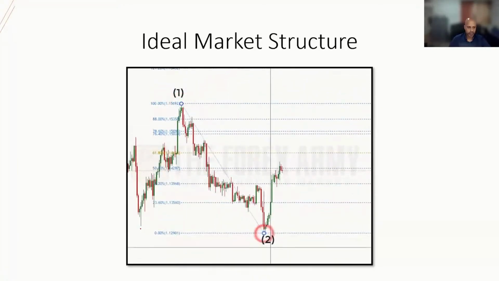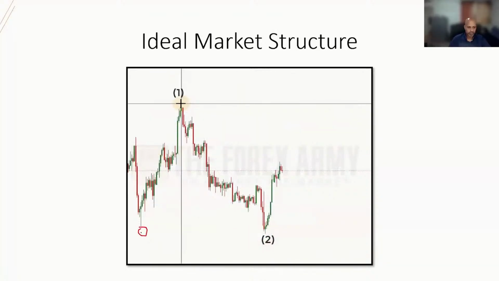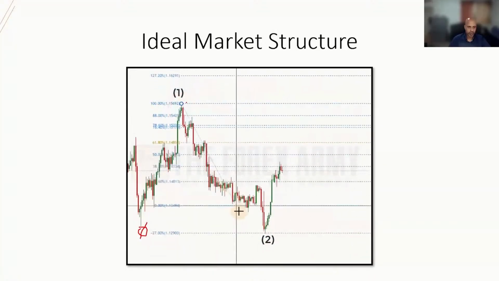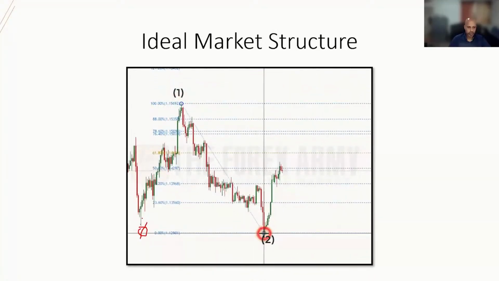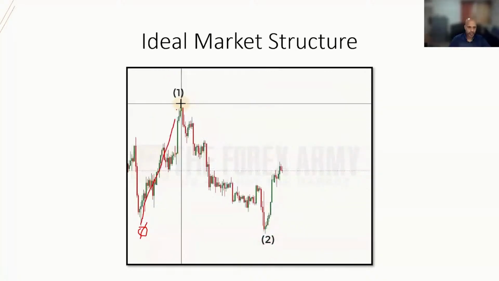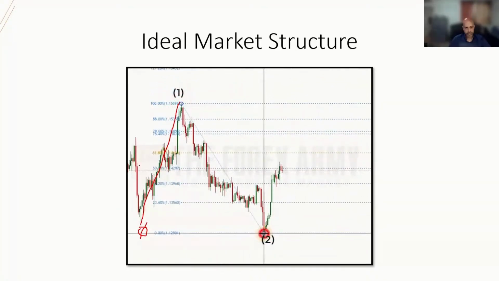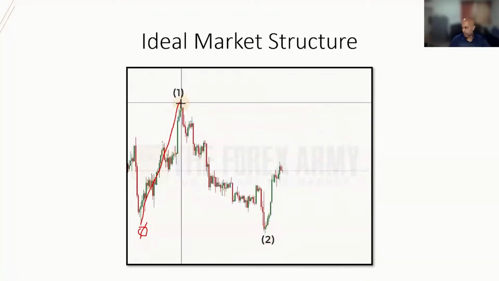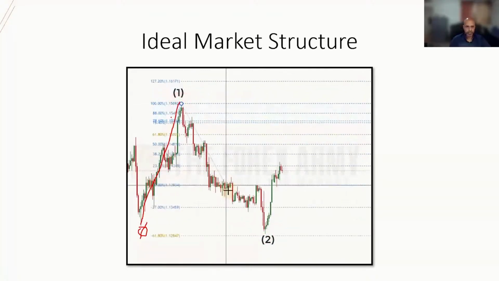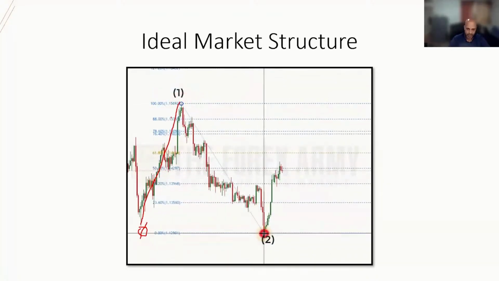Now, similarly, if we had drawn the Fibonacci retracement from point 0 to point 1 here, we would have seen that the trend line would have captured this market structure very well as well, right? So this is what we are trying to emphasize and highlight.